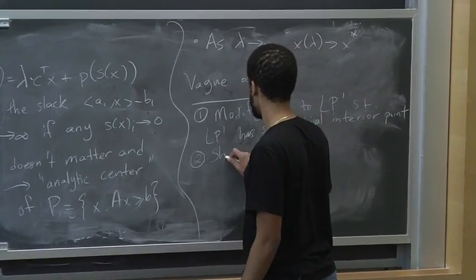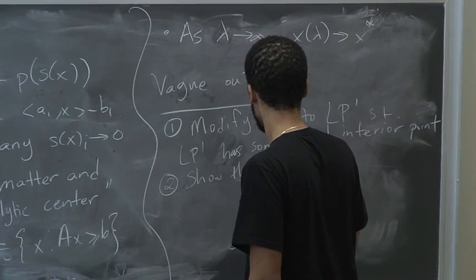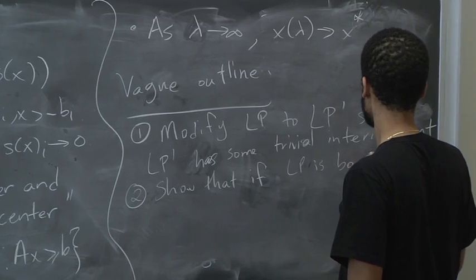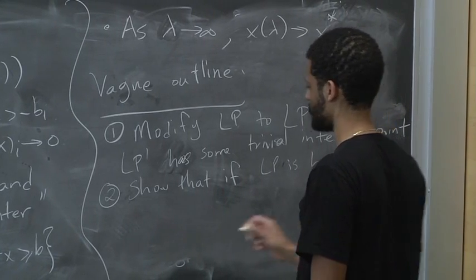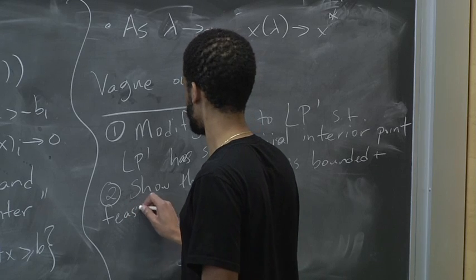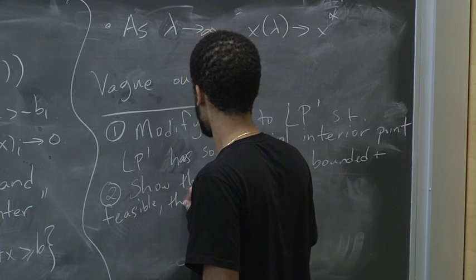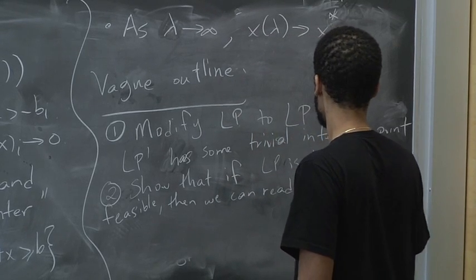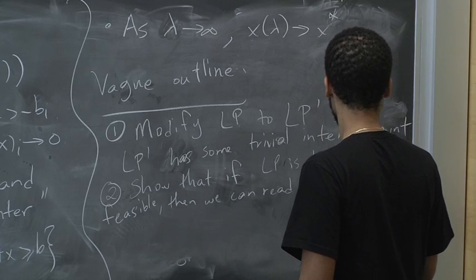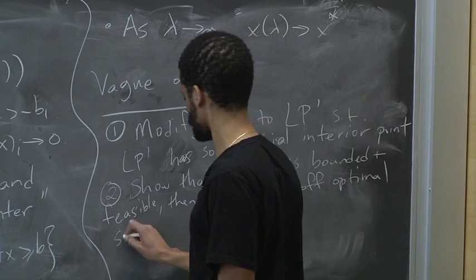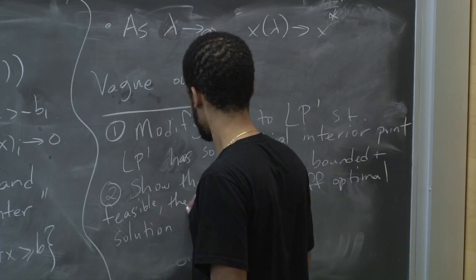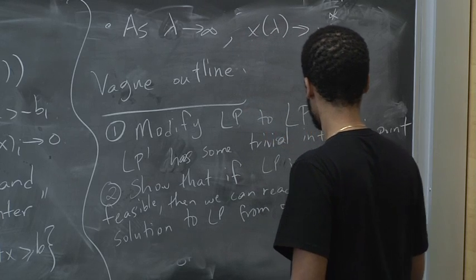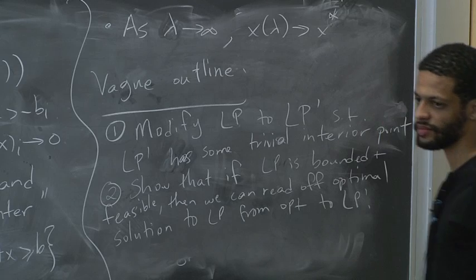Okay. Show that if the LP is bounded and feasible, then we can read off basically the optimal solution to LP from the optimal solution to LP prime.